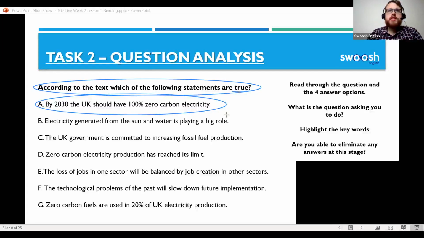Well, let's have a look. By 2030, the UK should have 100% zero carbon electricity. Which words convey the most meaning? Well, 2030 obviously is very important. We're looking for a specific date. We have the UK because we know which place we're talking about. We have 100% zero carbon electricity. Obviously, this is a very, very important topic because we know it relates to the gist.